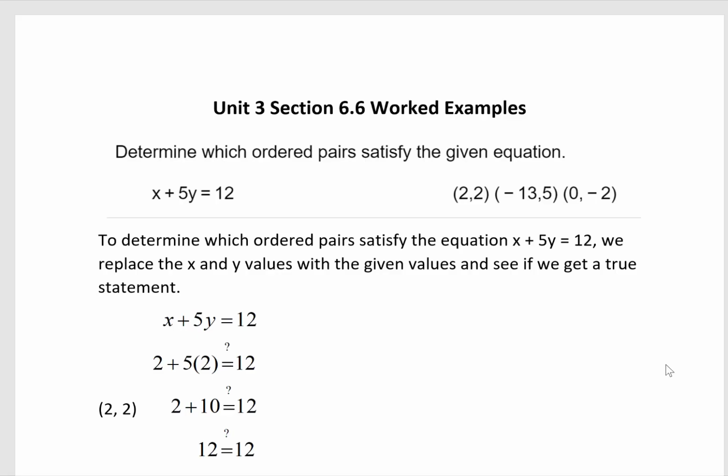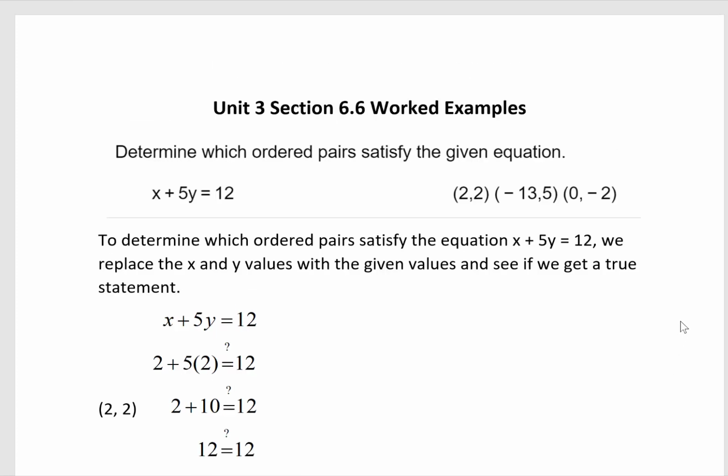Unit 3, Section 6.6, Worked Examples. Determine which ordered pairs satisfy the given equation. To determine which ordered pairs satisfy the equation x plus 5y equals 12, we replace the x and y values with the given values and see if we get a true statement.